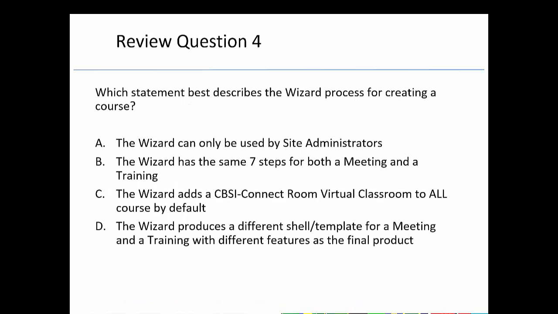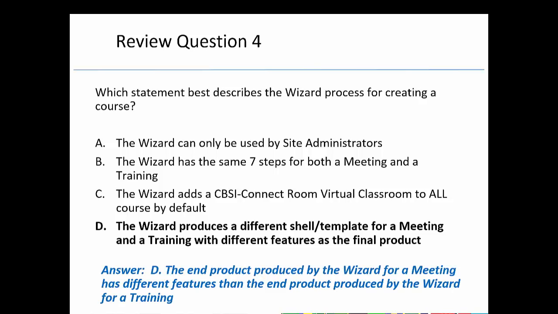Question 4. Which statement best describes the wizard process for creating a course? A, the wizard can only be used by site administrators. B, the wizard has the same 7 steps for both a meeting and a training. C, the wizard adds a CBSI-Connect room virtual classroom to all courses by default. D, the wizard produces a different shell/template for a meeting and a training with different features as the final product. The correct answer is D. The end product produced by the wizard for a meeting has different features than the end product produced by the wizard for a training.